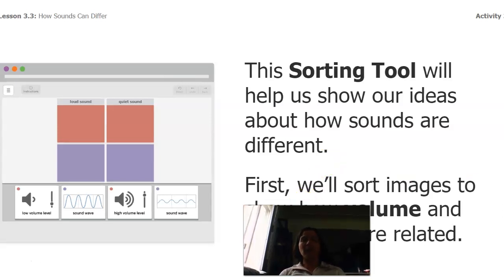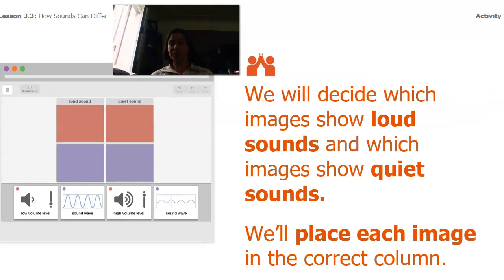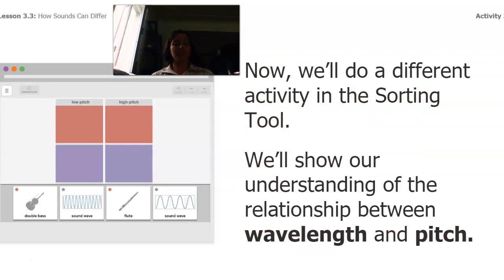In Amplify, we have something called the sorting tool. In the sorting tool, there's several of them and we can actually drag things around. That's going to help us show our ideas about how sounds are different. So the first thing that we're going to do is sort images to show how volume and amplitude are related. We're going to decide which images show loud sounds and which show quiet sounds. We're going to place each image in the correct column.